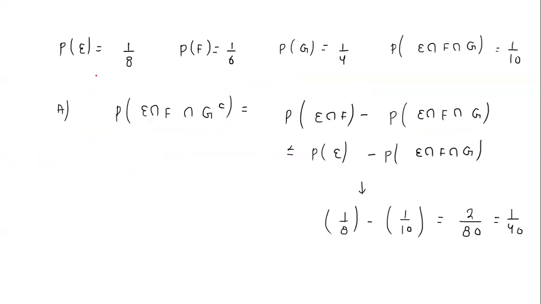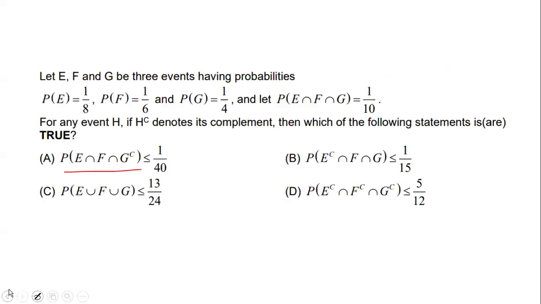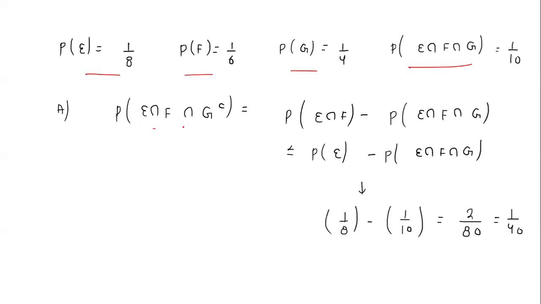In the problem, we have the information of probability of E, F and G and probability of E intersection F intersection G. So these four things we know, and we first have to check the probability of E intersection F intersection complement of G. This is the same as probability of E intersection F minus probability of E intersection F intersection G.